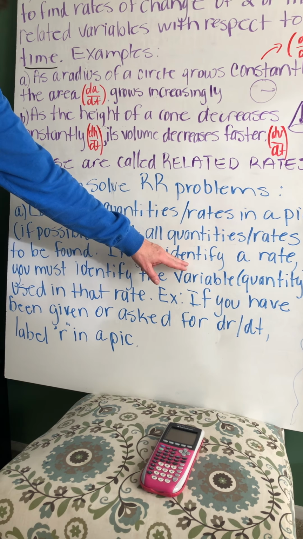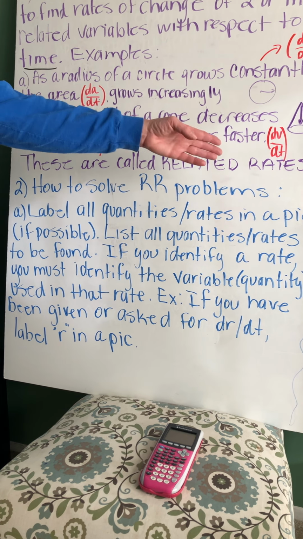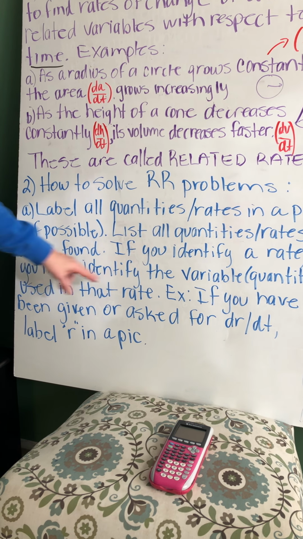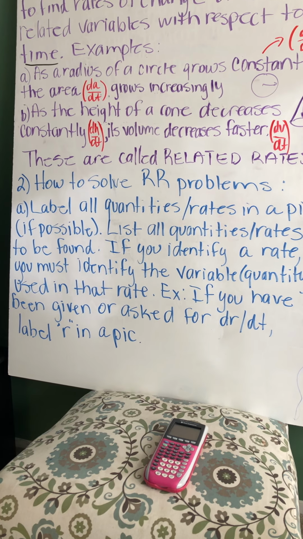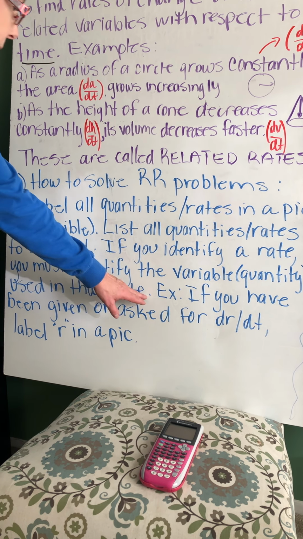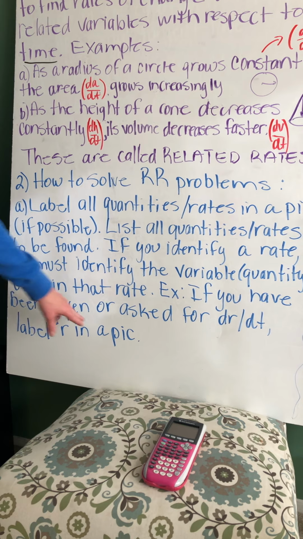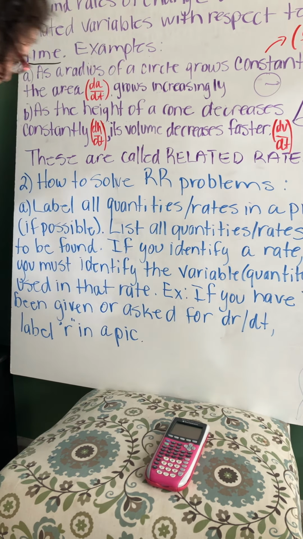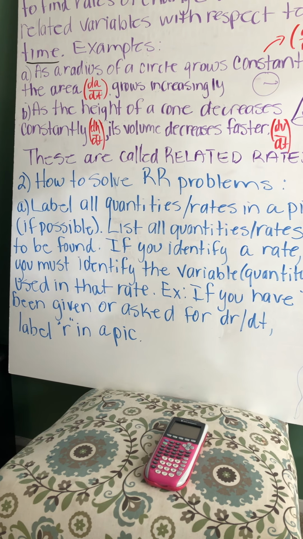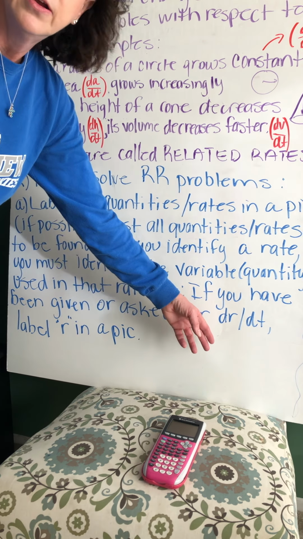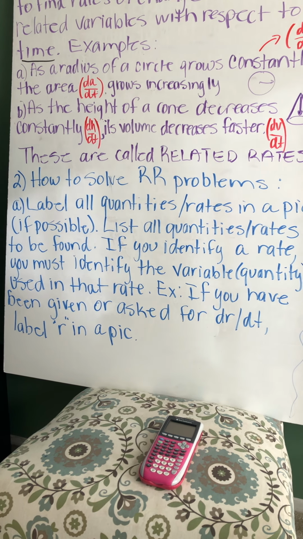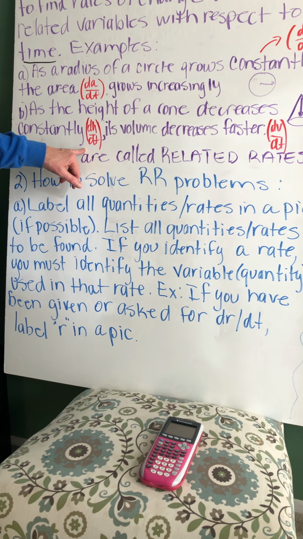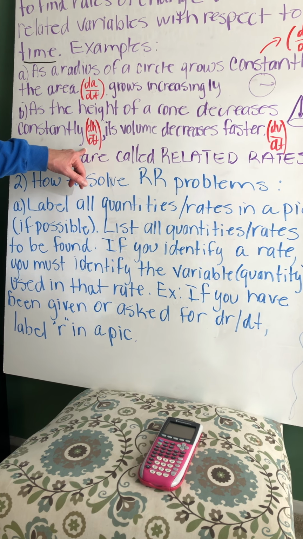If you identify a rate, such as dV dt, dA dt, dH dt, dr dt, you must identify the variable or the quantity used in that rate. For example, if you have been given or asked for dr dt, the rate of change of the radius with respect to time, you have to label an R in the picture. If you use the letter R, you have to have an actual R in your picture or in your equation. If you're trying to find dH dt, something has to be labeled H, okay?